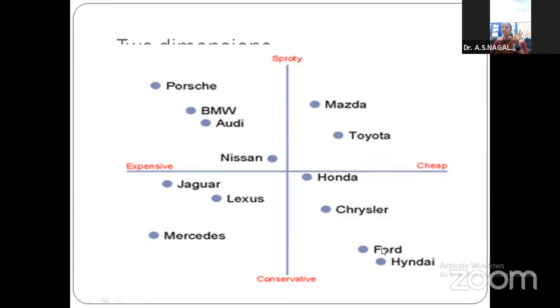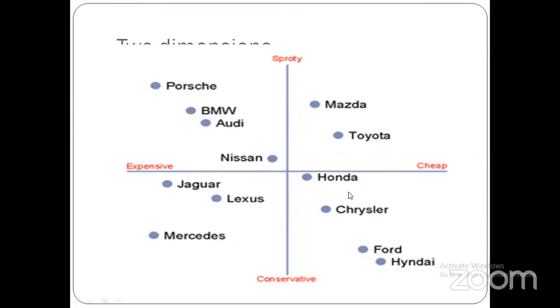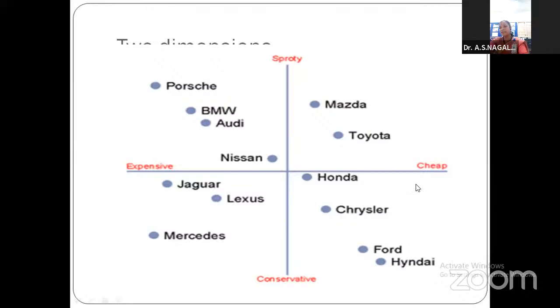and identified where my managers are located. In the same way, this is where the cars are located. Are you able to see the cars? I can explain. Mazda and Toyota are sporty and cheaper in the market, according to people's opinion. Here are Honda, Chrysler, Ford and Hyundai. These are cheaper as well as conservative.